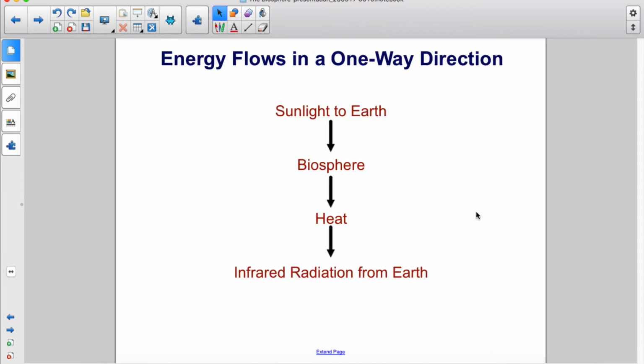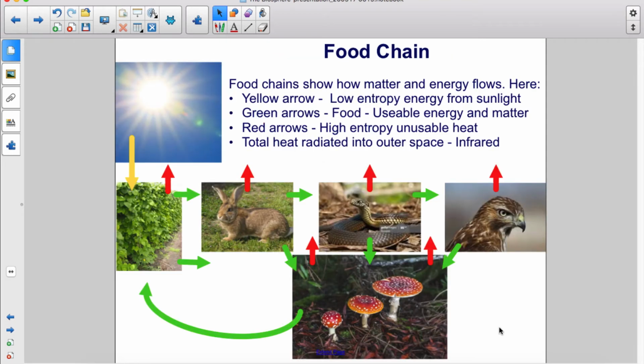Energy flows in a one-way direction. Sunlight hits Earth, enters the biosphere, turns into heat, and then is released as infrared radiation from Earth. Food chains show how matter and energy flows. Here, the yellow arrow shows low entropy energy from sunlight. The green arrows show food, usable energy, and matter. Red arrows show high entropy unusable heat, and the total heat radiated into outer space is infrared.